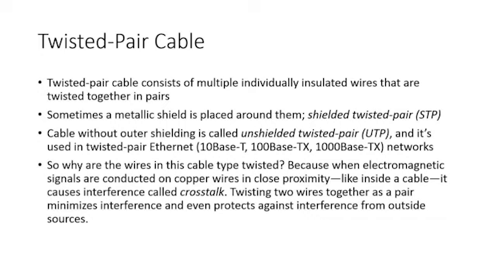So why are the wires and the cables twisted anyway? I've mentioned that a couple times now. Because when electromagnetic signals are conducted on copper wires in close proximity like that, you may get something known as crosstalk. So twisting the 2 wires together as a pair minimizes that interference and can even protect them against interference from, say, outside sources. So it's for protection, it's for crosstalk. That's one reason. And then the other one is for protection against outside interference.